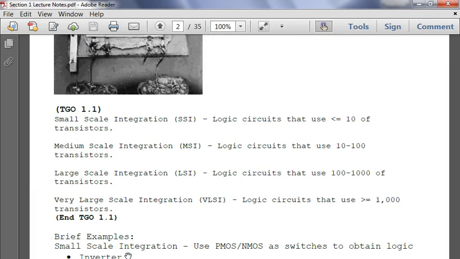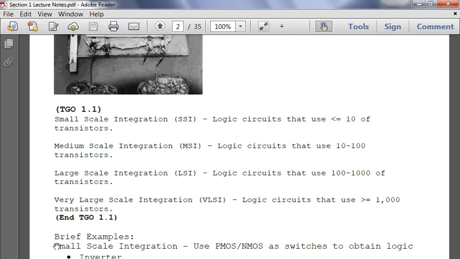Okay, so 1.1: small scale, medium scale, large scale, and very large scale. Small scale is logic circuits that use less than or equal to 10 transistors. It's kind of just a number to think of; you can think of this as a chart. Medium scale takes from 10 transistors to 100 transistors. I'll show examples of small scale, medium scale, large scale, and very large scale integration. You can think of small scale as NAND gates, AND gates, all of these logic circuits that require less than 10 transistors. Once it becomes greater than 10 transistors, you use MSI circuits.